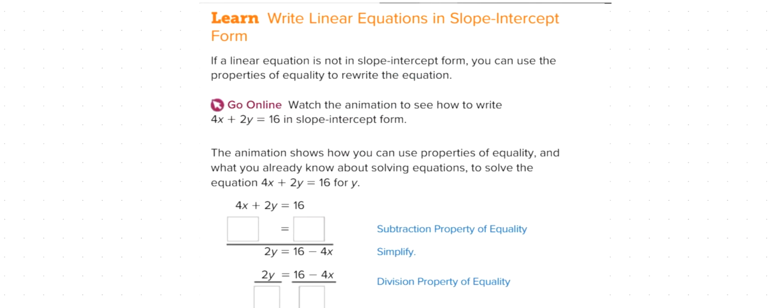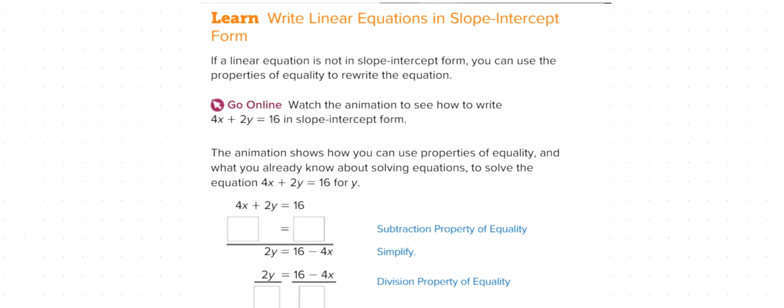Good. So you've done the check problem. We're going to continue learning how to write linear equations in slope-intercept form. So sometimes we're not going to have the linear equations written in the slope-intercept form. We have them scrambled, okay? So if a linear equation is not in slope-intercept form, you can use the properties of equality to rewrite the equation, okay?